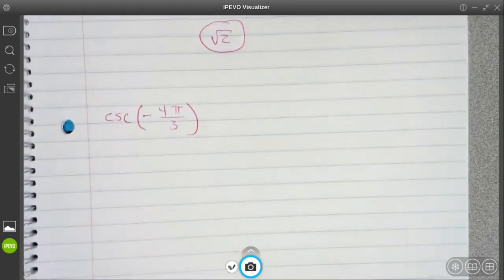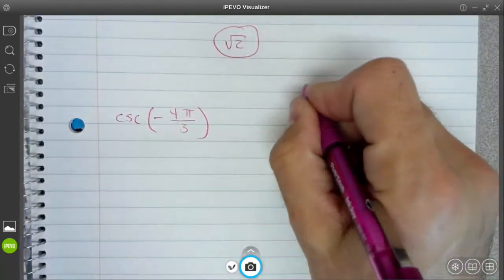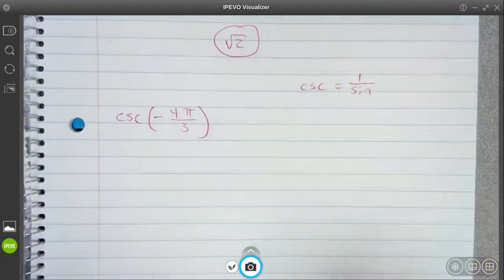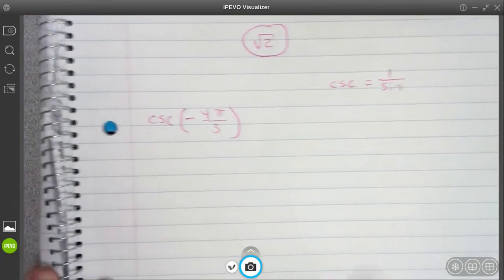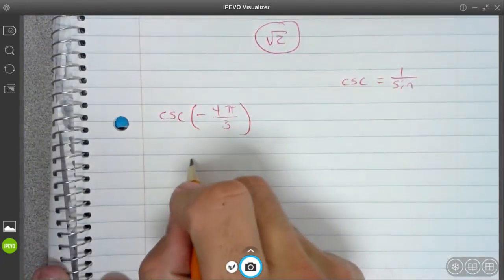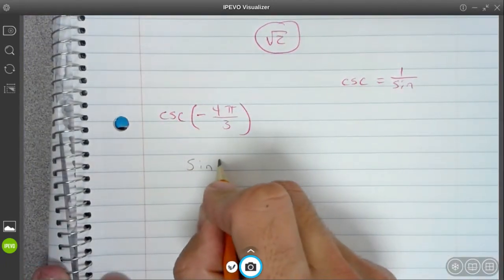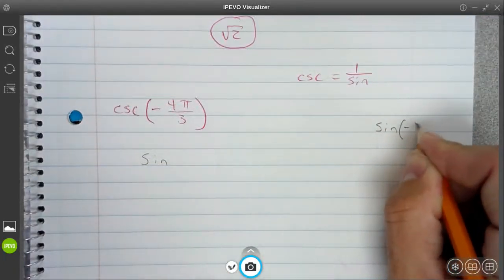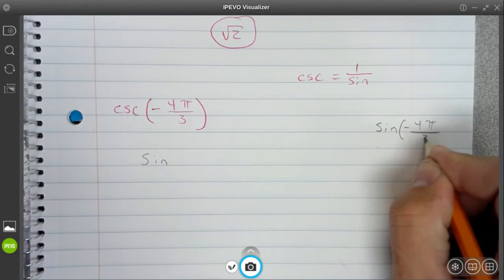Let's do cosecant. What do you say? Cosecant is the reciprocal of sine. So what I'm going to do is do sine over here, I guess. I'm going to do sine of negative 4 pi over 3.